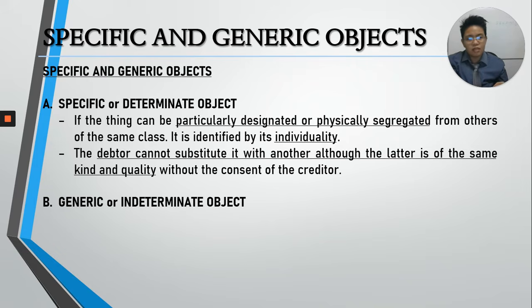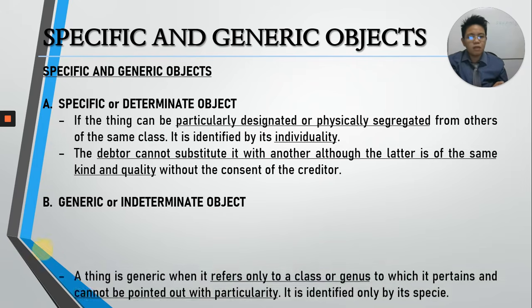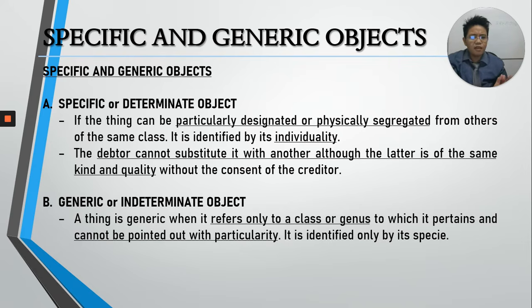Now, what about your generic or indeterminate object? Remember, a generic thing, when it refers only to a class or genus to which it pertains and cannot be pointed out with particularity, identified only by species. So, usually, ang mga example sa generic car, syempre, maraming car, class or genus, ayun, car, period. Toyota Vios, yun lang, class or genus. So remember, it cannot be pointed out with particularity. Usually, binibigay na example dyan, sack of rice, sack of sugar, sack of corn, ganyan ang mga example sa book ninyo.